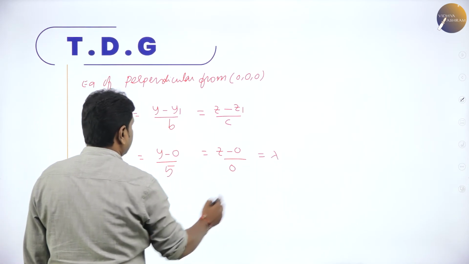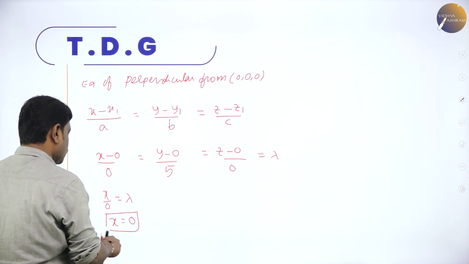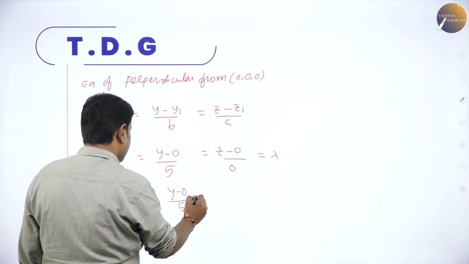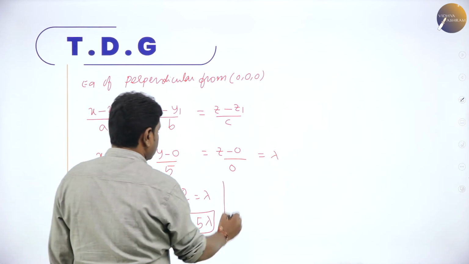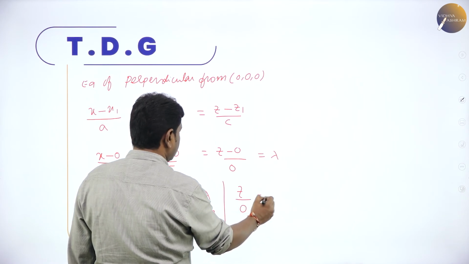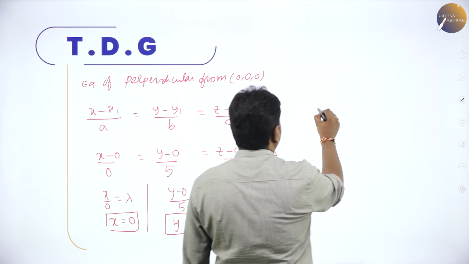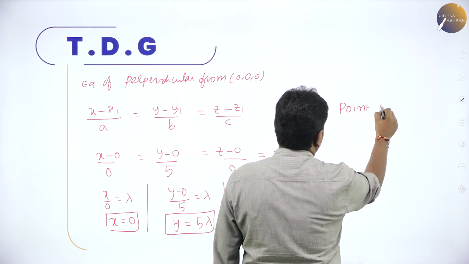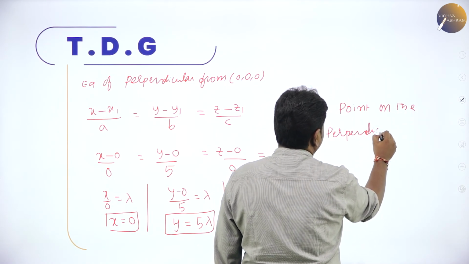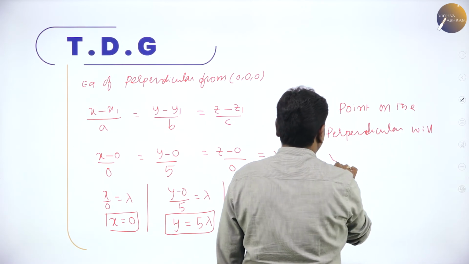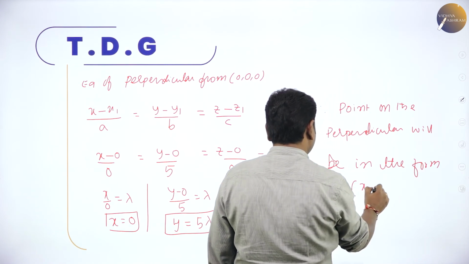So equate it to lambda. Now x by 0 equal to lambda gives x as lambda into 0, which is 0. And (y minus 0) by 5 equal to lambda gives y equal to 5 lambda. And z by 0 equal to lambda, so z is also 0. So you got the point. Any point on the perpendicular line will be in the form x comma y comma z.